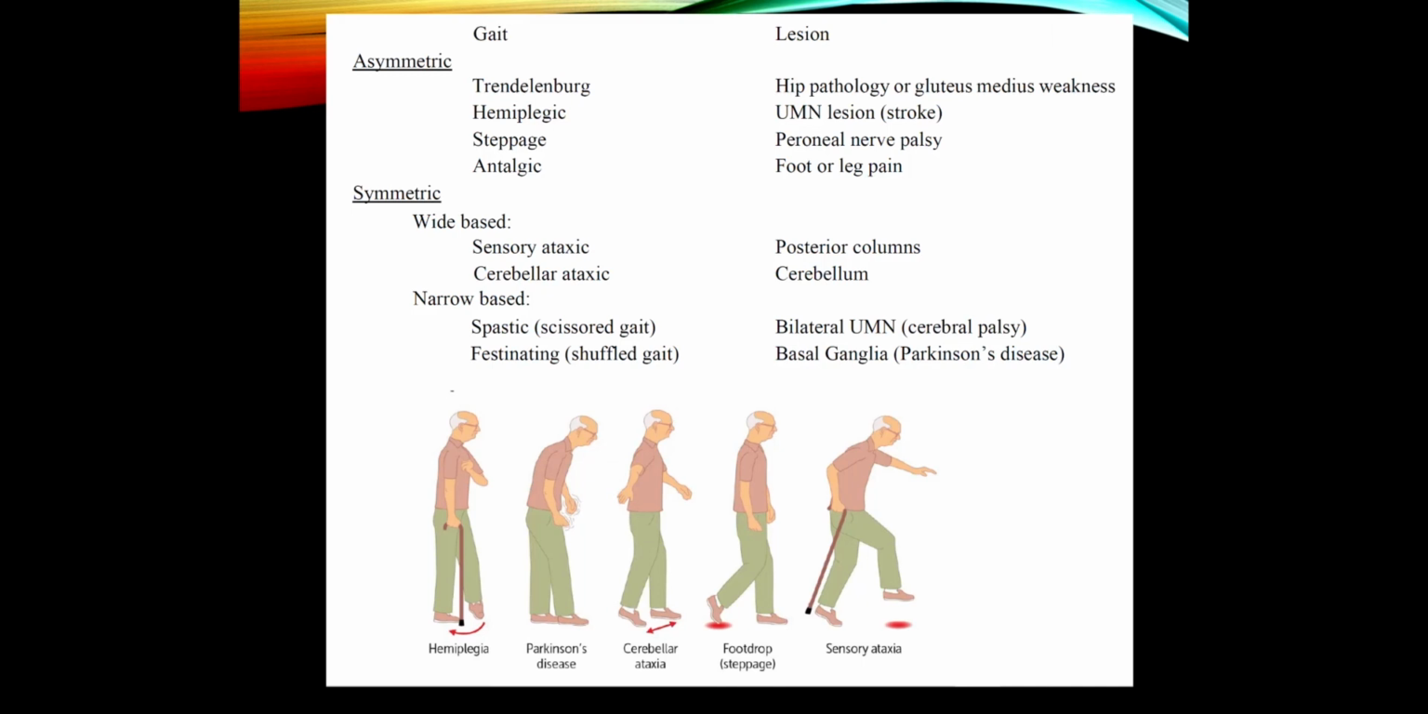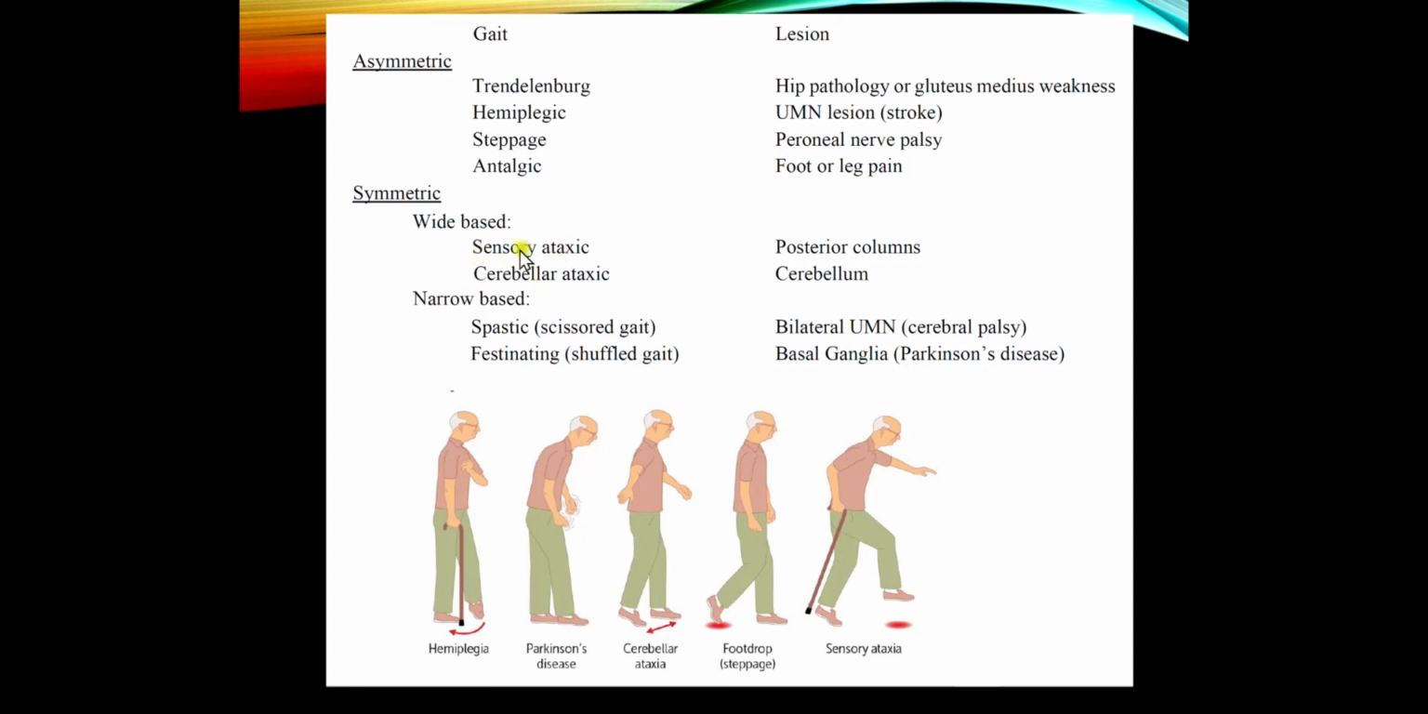Now, if we have a symmetrical gait disorder, we want to divide that into either wide-based or narrow-based. So just watch someone walk that's unsteady. Are the feet far apart or are they close together? If they're far apart, then it's most likely one of these two conditions.